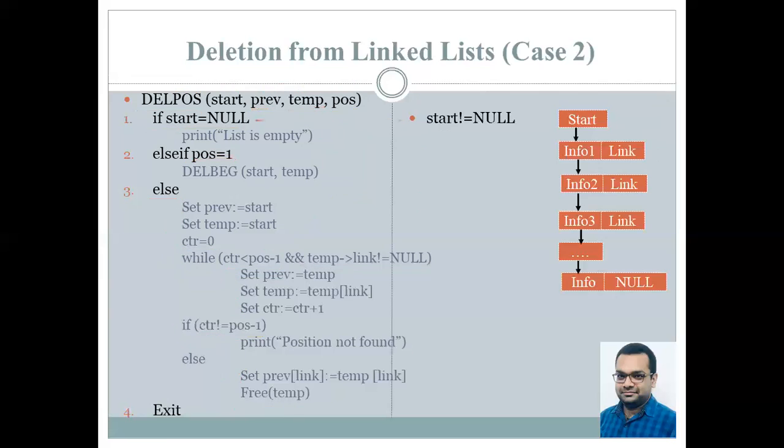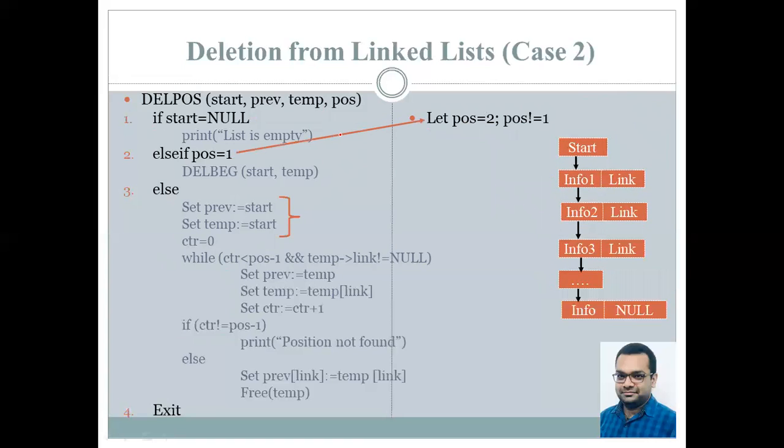Let us see how. Now, this is the linked list that we are given, which has nodes with the values information 1, information 2, and so on up to information n. Therefore, it is not empty, and start not equal to null will definitely not cause the execution of this statement.